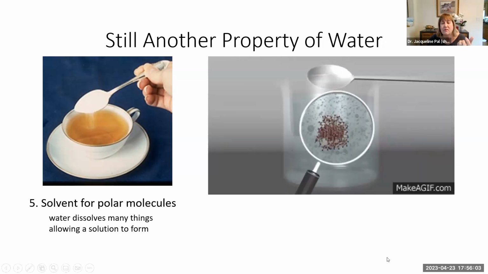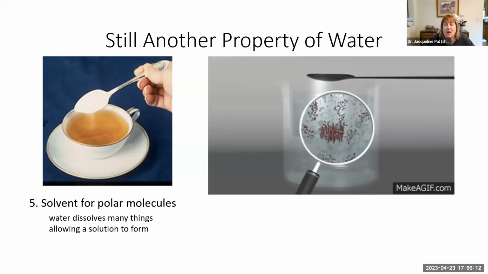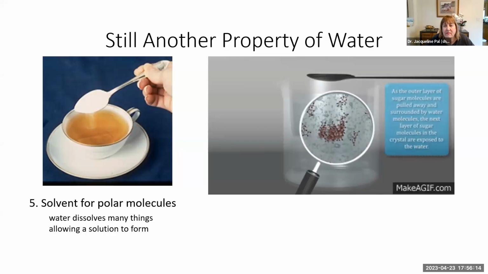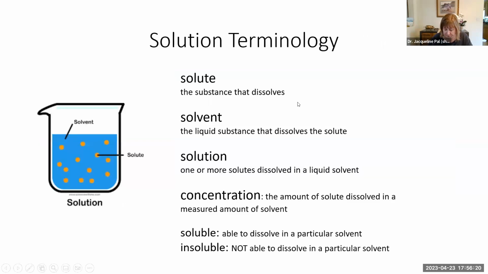So the water molecules are surrounding the sugar, and due to the attractions because of the polarity, they're able to pull those outer sugar molecules away from the lump. And eventually they pull until all you have is a little tiny bit left there in the middle. So let's go over these terms one more time.